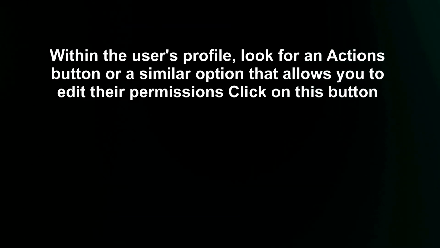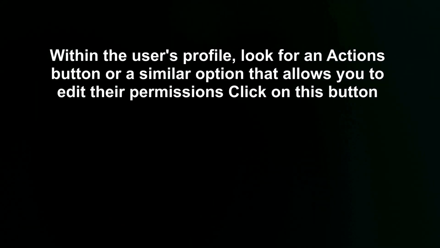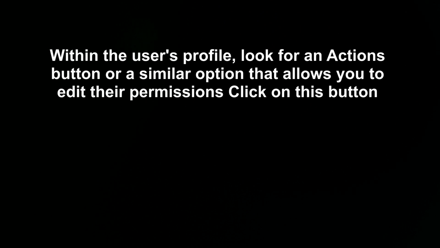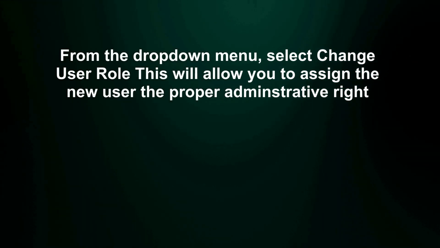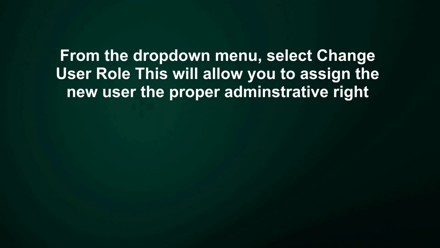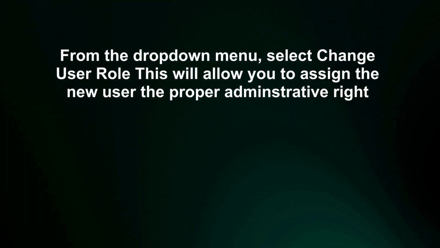Within the user's profile, look for an Actions button or a similar option that allows you to edit their permissions. Click on this button. From the drop-down menu, select Change User Role. This will allow you to assign the new user the proper administrative rights.